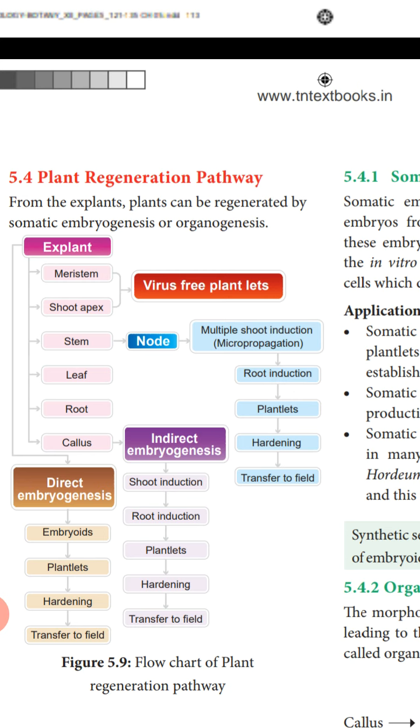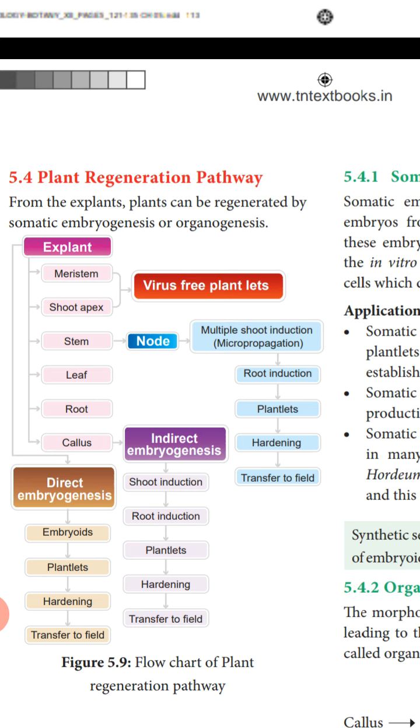Now it will undergo hardening, because we are developing these plantlets in glassware in the laboratory condition, in the artificial condition. Next, it will be exposed to the hardening process, that is, step by step it will be exposed to the natural condition, and next is the transfer to the field.